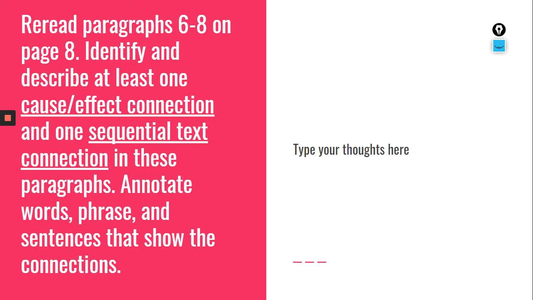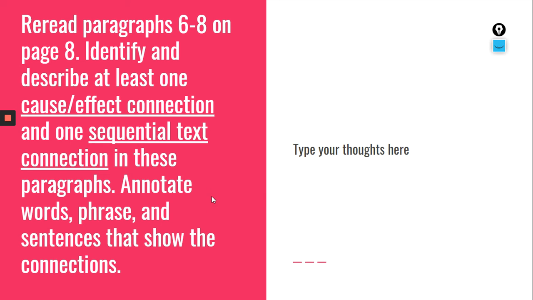Remember, cause and effect is the why question. So you're understanding the why and the what's happening. Think about that rain cloud and the rainbow, right? So the cause is the rain, the effect is you get a rainbow. Sequential text is how you're sequencing your story. Can you see if there's a sequence or they're giving you details in order? Okay, so I want you to see, can you identify a cause and effect and a sequence?